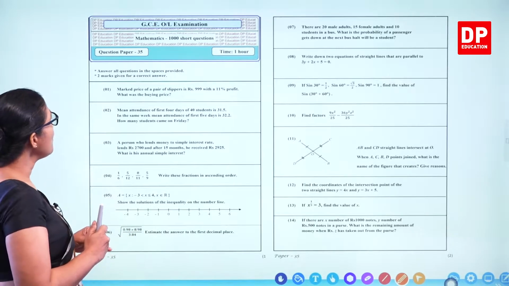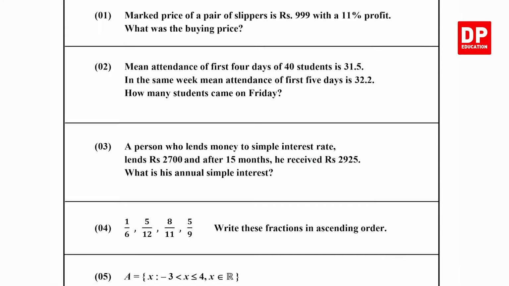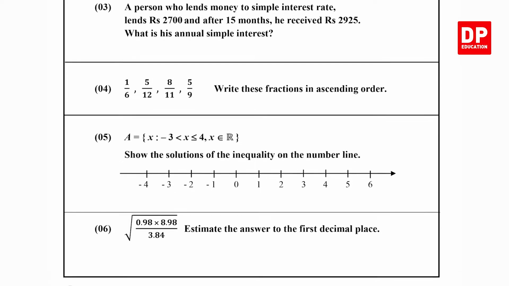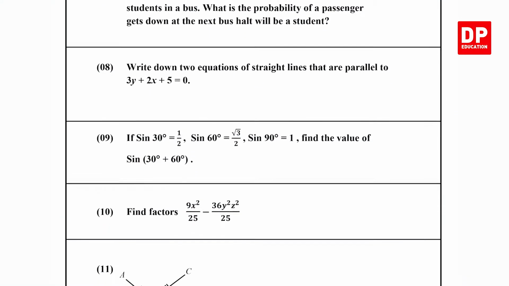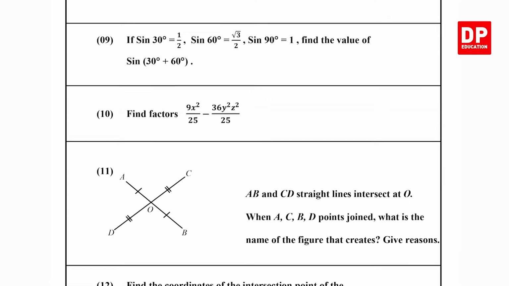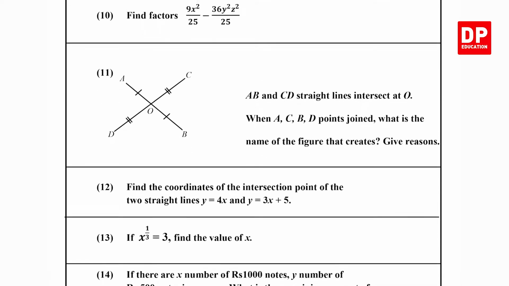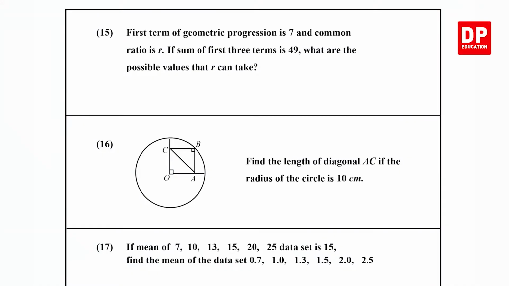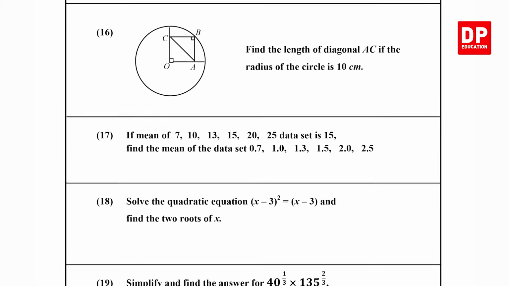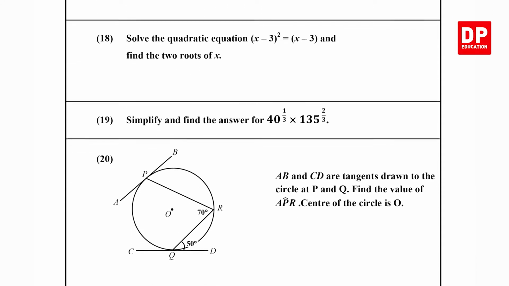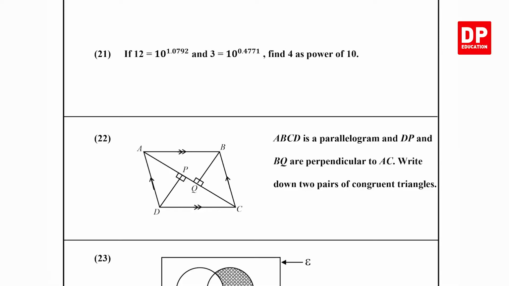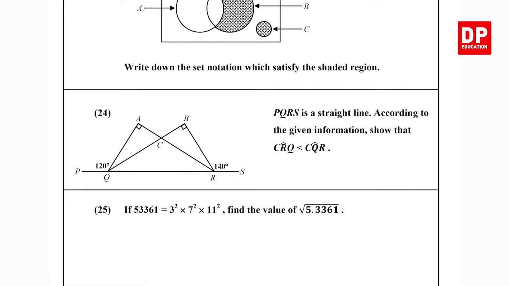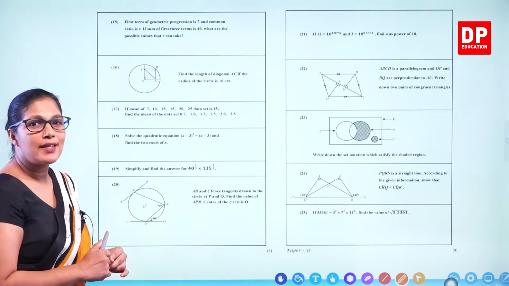So let's do question paper 35. Page 1 you get questions 1 to 6. Page number 2, questions 7 to 14. Page number 3, questions 15 to 20. And the last page, questions 21 to 25. So let's do paper 35.